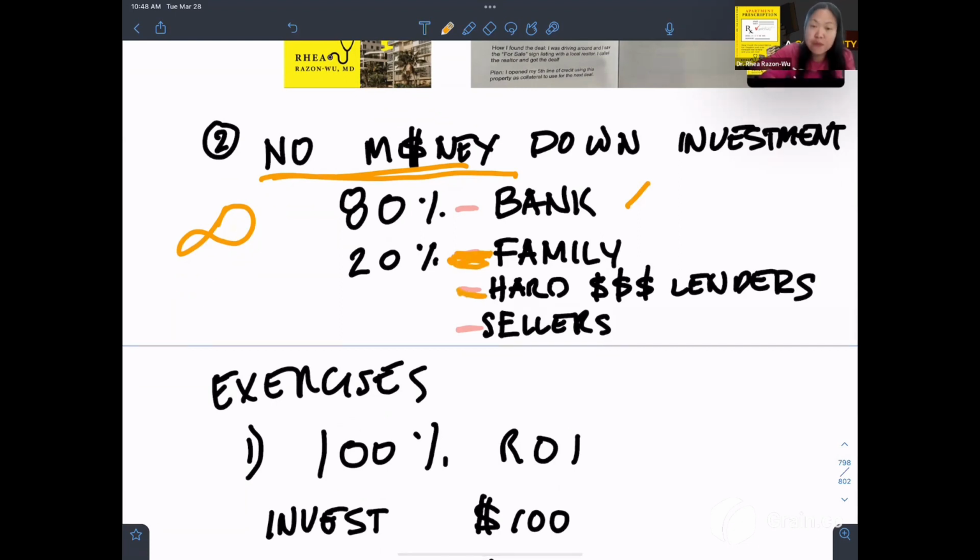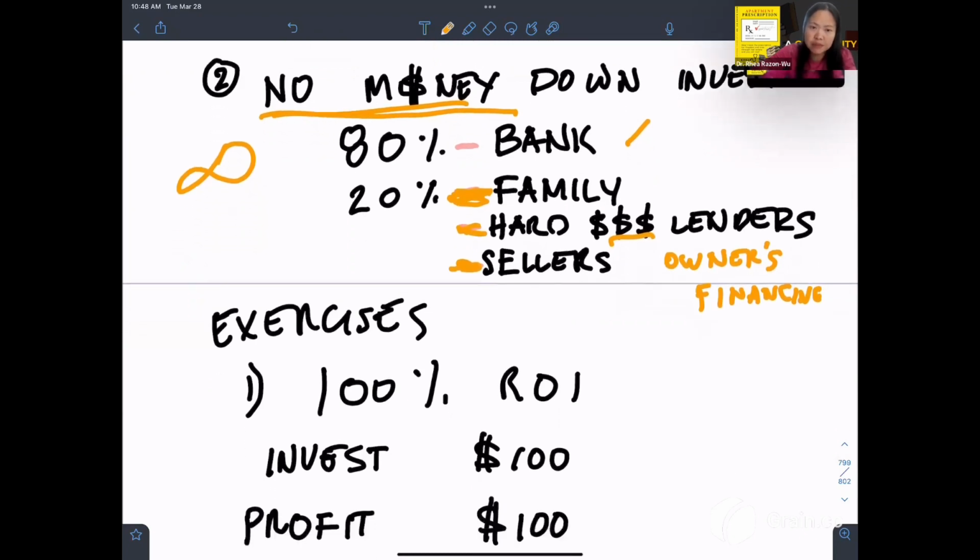20% is coming from the hard money lenders. I call them sharks, because why? Their interest is very high. And 20% could be coming from the sellers. It's called owner's financing. So now none of the money is coming from you. That 20% is coming from your family, from hard money lenders or sellers. So that's the no money down investment.